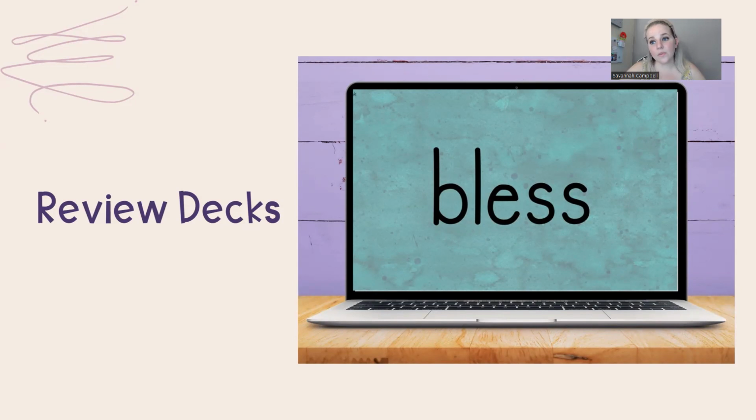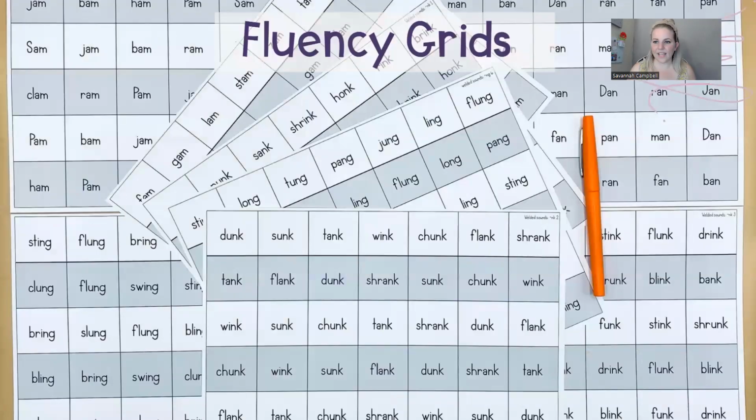Sometimes I have them whisper read to a partner, and I'll give them stickers, and they love it. I will let them go to a different part of the room, and one person listens while the other reads, and then they'll give them a sticker when they're done, and then they'll flip flop, and it works beautifully. Until it doesn't. All right, let's talk about fluency grids now.